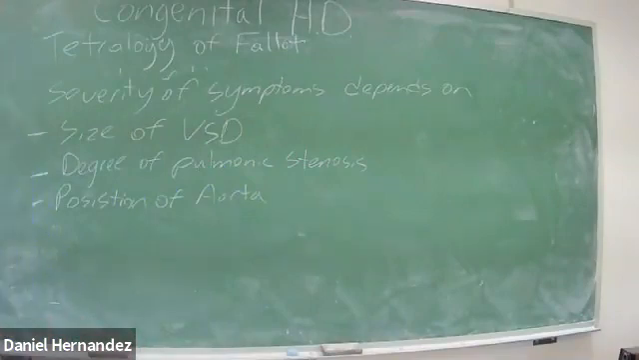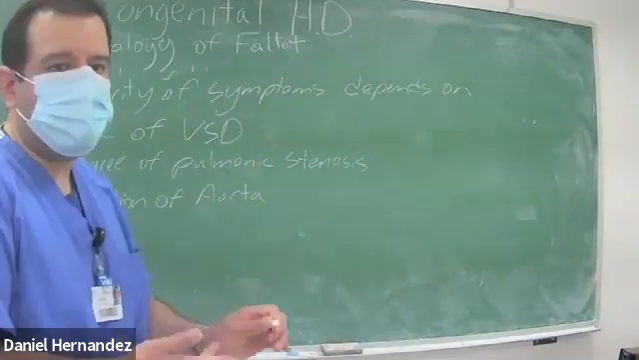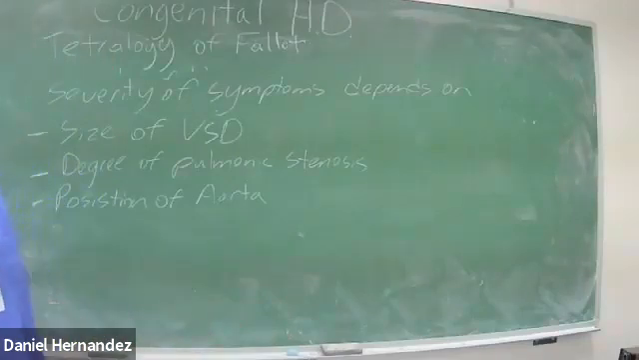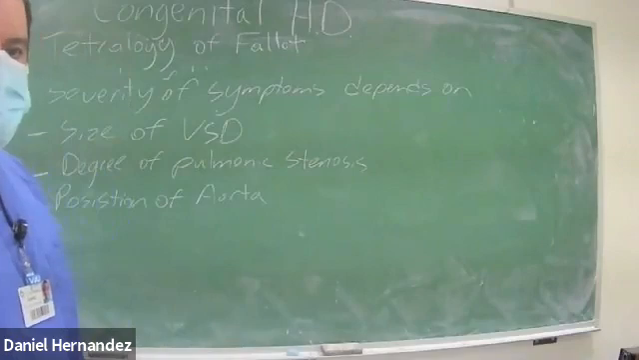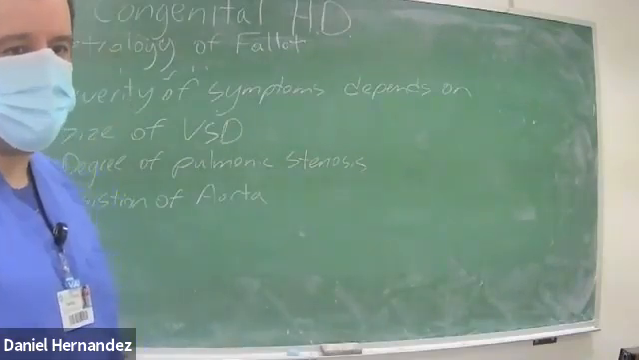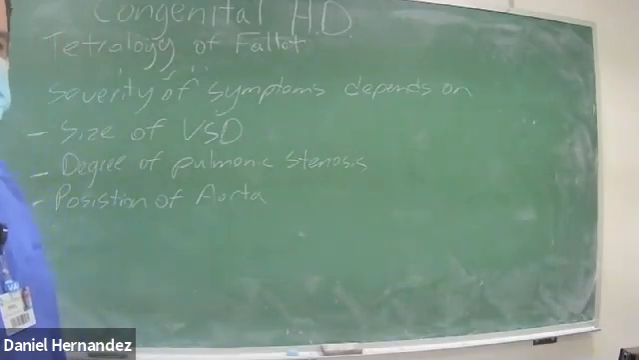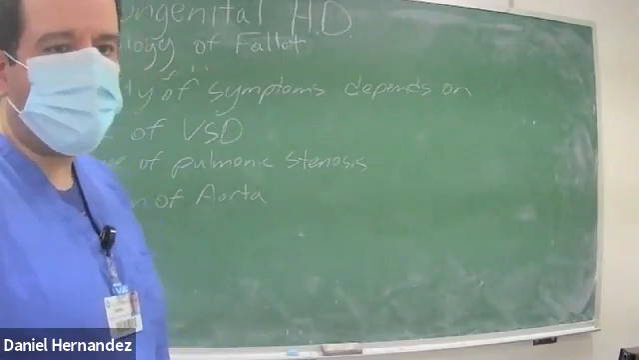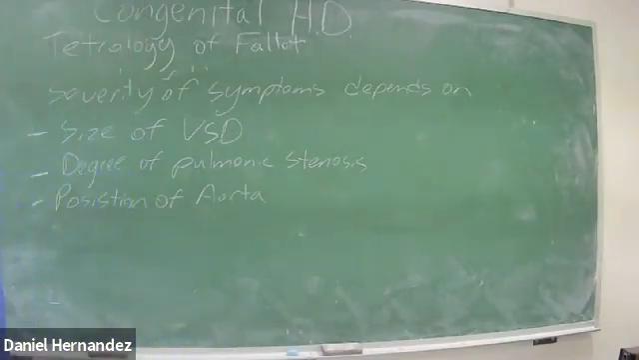So RVH and obstruction at the pulmonary level can cause the VSD to shunt right to left. And this produces a decrease in the systemic arterial oxygen saturation, cyanosis, and reduced pulmonary blood flow, and possibly a hypoplastic or decreased size of the pulmonary artery.